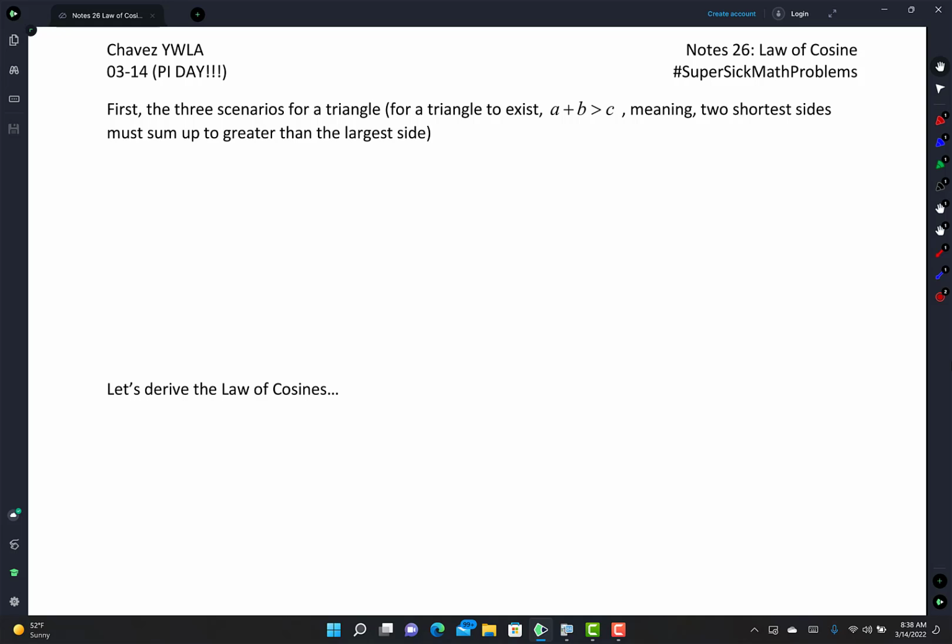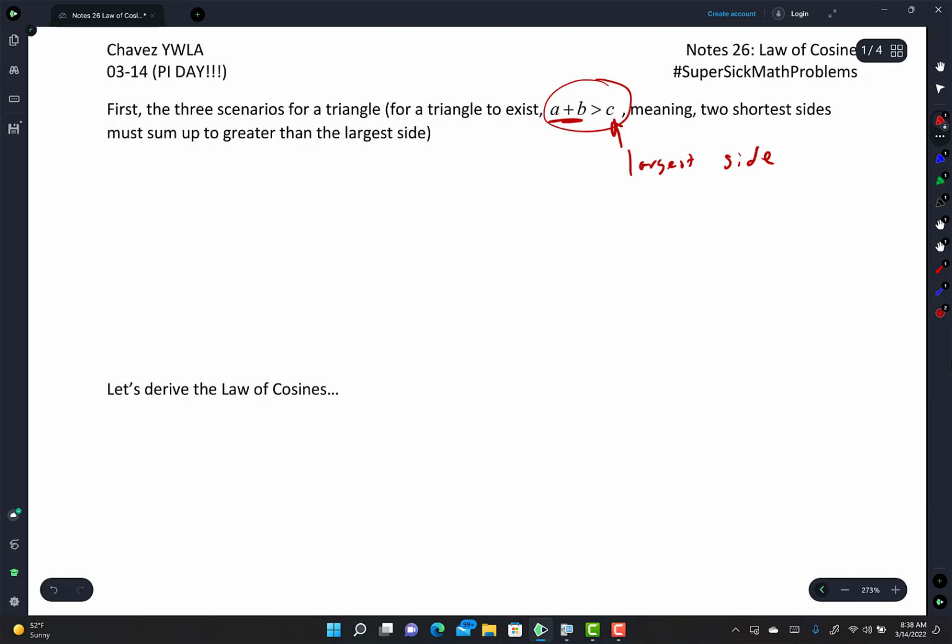Okay, so for a triangle to exist, guys, the two smallest sides must be larger than the largest side. So this C there is the largest side. So the sum of the two smaller sides must be larger than the longest side. If you do not meet this requirement, you do not have a triangle. Pretty simple, right? And then let's see, what type of triangles can we have?